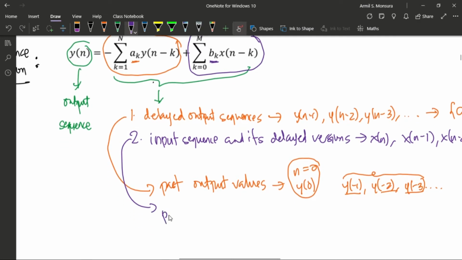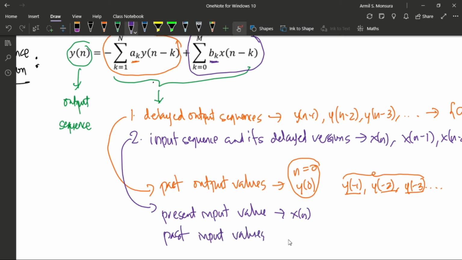input value, which I refer to, actually, as x of n. And the past input values, which I would use to refer to x of n minus 1, x of n minus 2, x of n minus 3, and so on. Again, for the same reason, no?